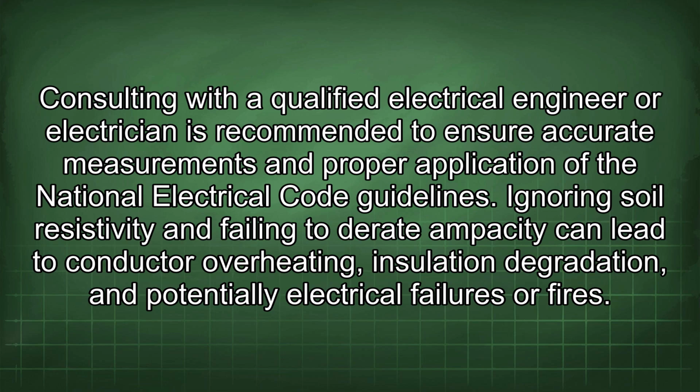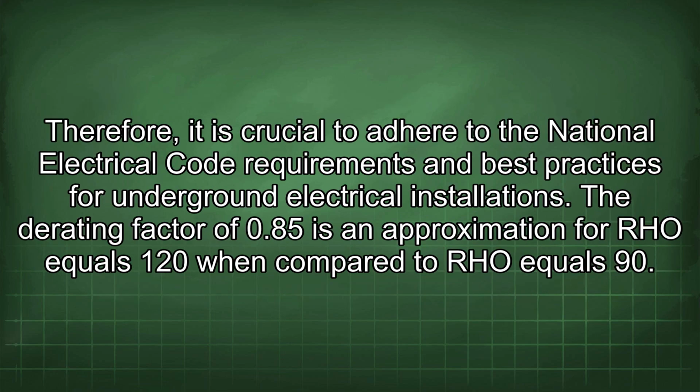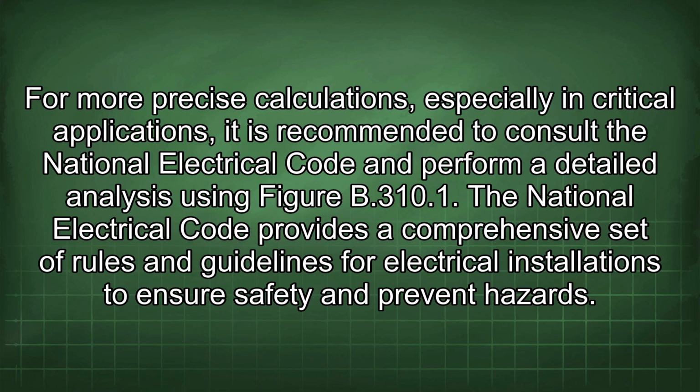Ignoring soil resistivity and failing to derate ampacity can lead to conductor overheating, insulation degradation, and potentially electrical failures or fires. Therefore, it is crucial to adhere to the National Electrical Code requirements and best practices for underground electrical installations. The derating factor of 0.85 is an approximation for RHO equals 120 when compared to RHO equals 90. For more precise calculations, especially in critical applications, it is recommended to consult the National Electrical Code and perform a detailed analysis using Figure B.310.1.